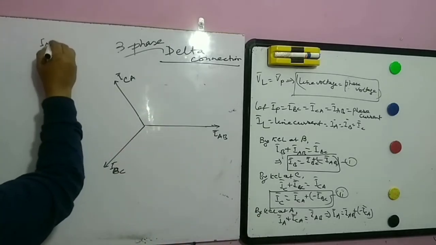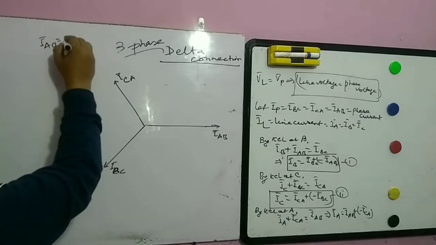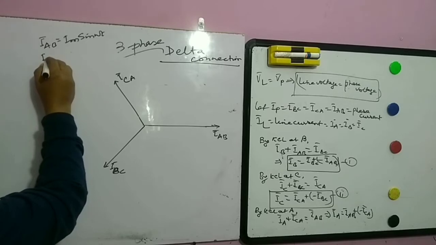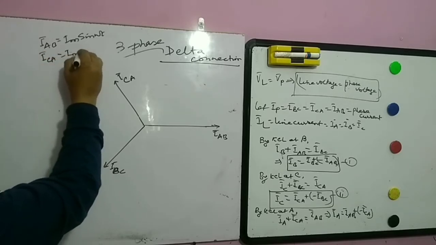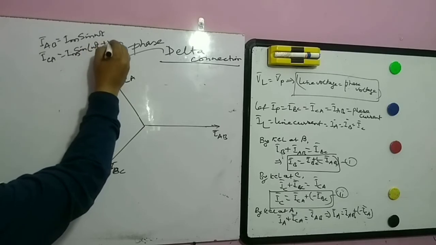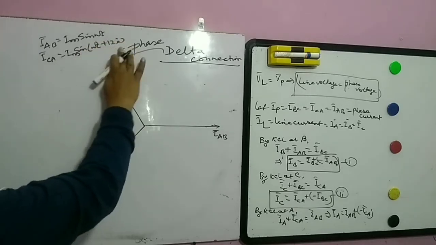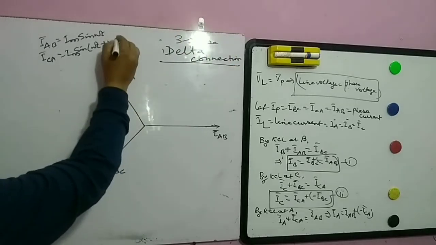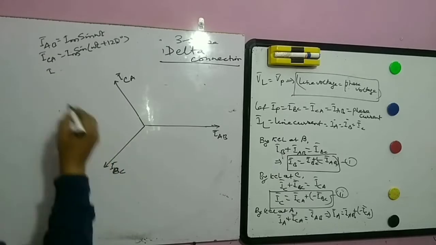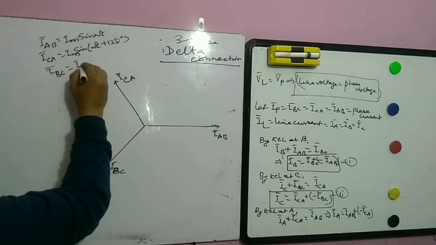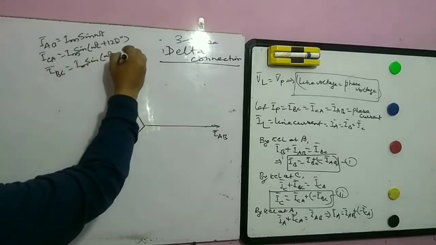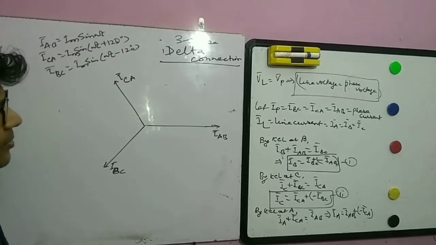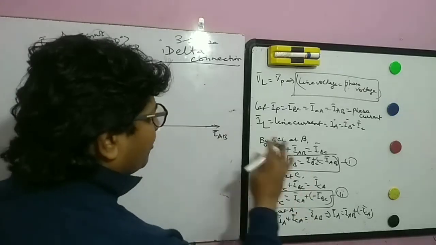Mathematically you can write here IAB is equal to Im sine omega t. ICA you can write Im sine omega t plus 120 degree. Or we can write IBC as Im sine omega t minus 120 degree. Similarly, in terms of 240 we can write, we need not worry about. Okay, fine.